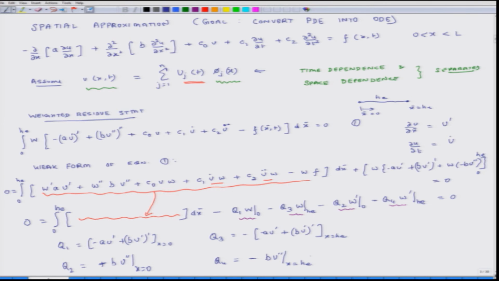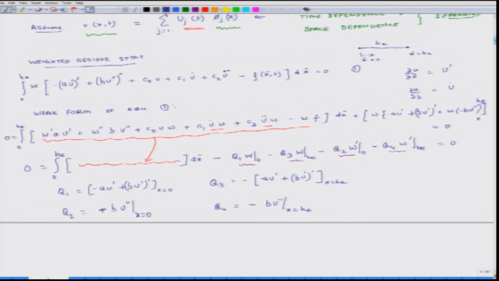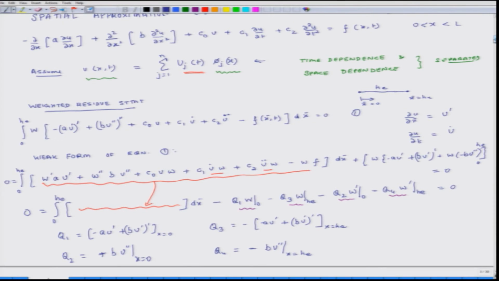So, we have weakened the differentiability operator, and let us say this is equation 2. What we are going to do is use this form of u, and we will substitute it in equation 2.